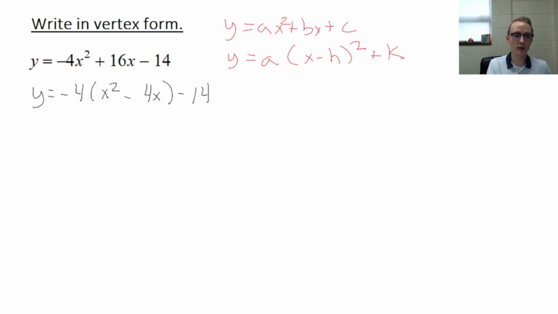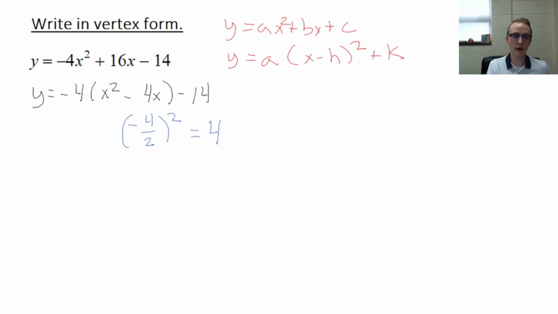Remember, when we're completing the square, we need to look at this linear term right here, that minus 4x, and we need to add and subtract this term divided by 2 squared. So we need to add and subtract negative 4 divided by 2 squared. Negative 4 divided by 2 is negative 2. Negative 2 squared gives us positive 4. So we need to add and subtract 4 in order to be able to complete the square.